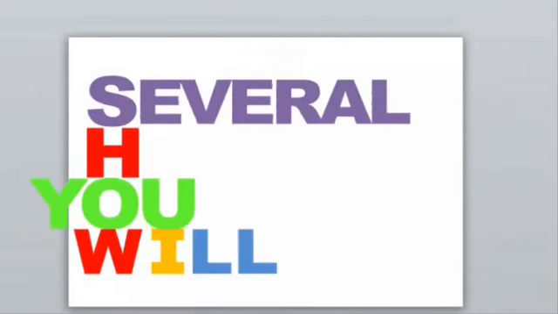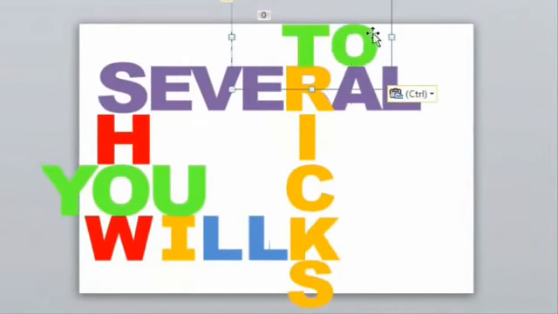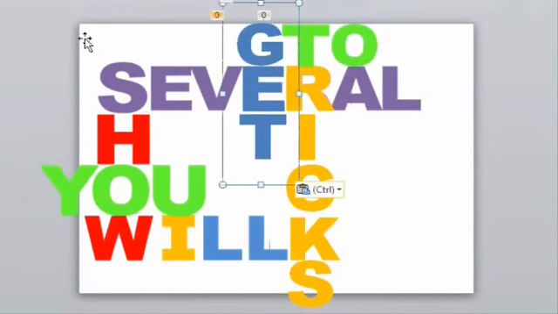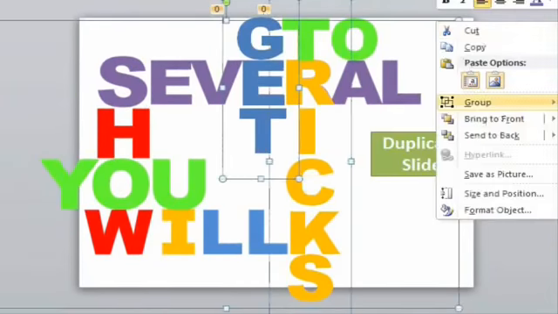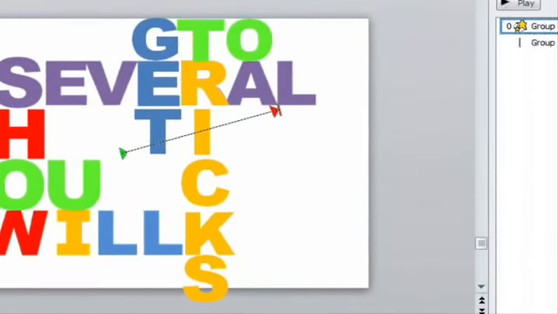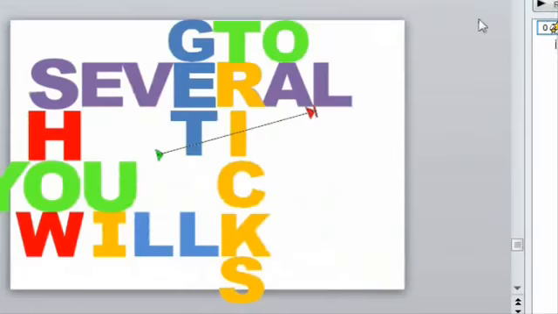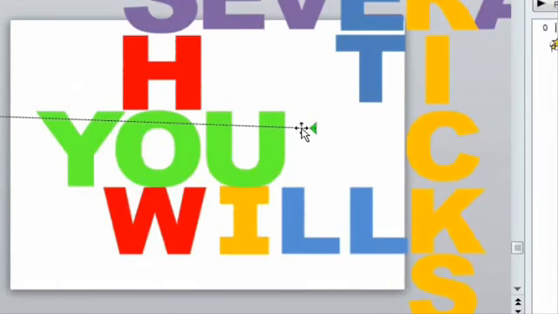Now we insert tricks in here with a wipe down entrance, insert the to and the get as well. Now duplicate the slide, group everything, and now we add both a motion path and a grow animation, increasing it to 150%. Duplicate the slide. I've already lined it up to match the last slide, but this took a while because I had to increase the size and also move it sideways.